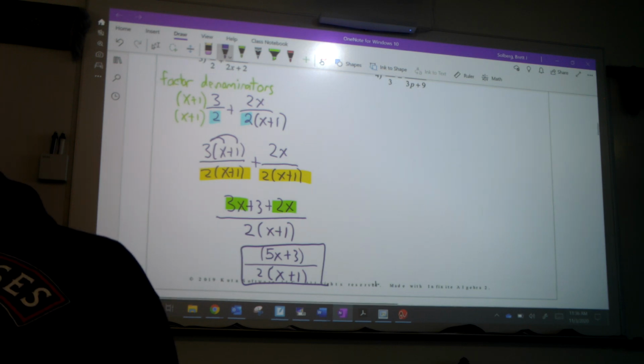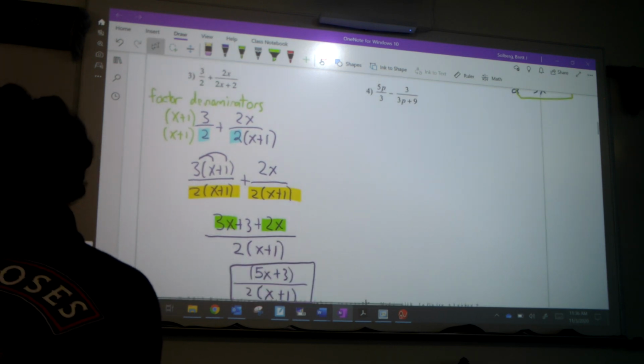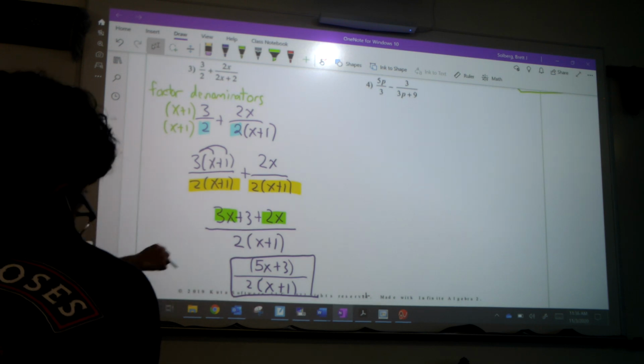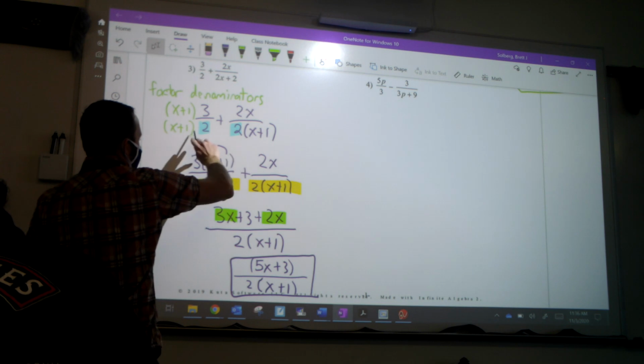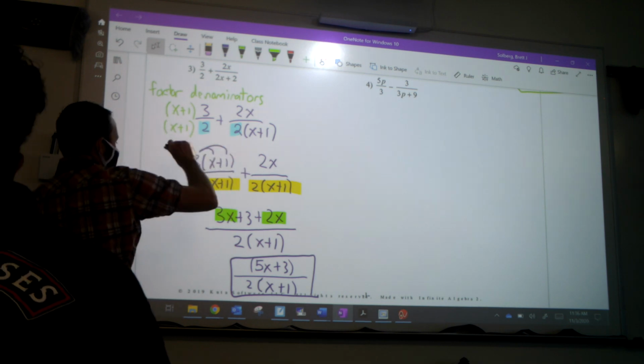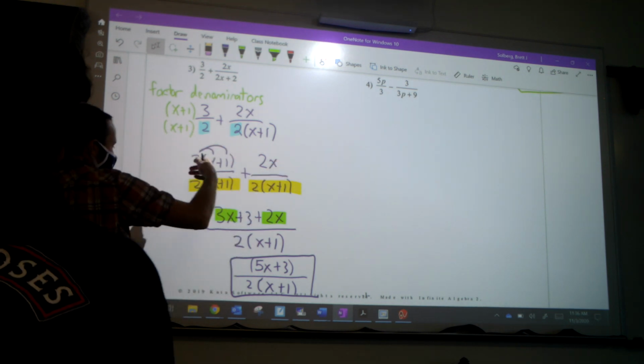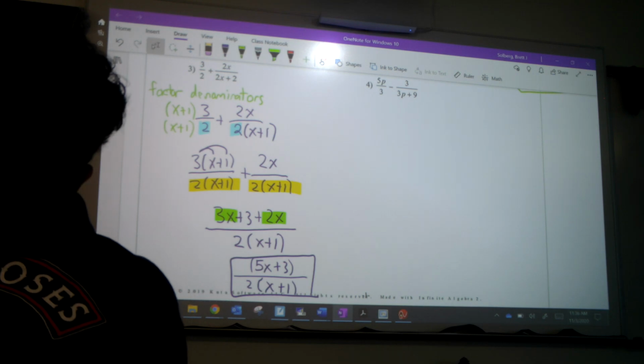Alright. Do you have any questions in that process? Let's kind of look at it again. So I factored the denominators in order to make sure I could see what they had in common and what I still needed to give. Once I got a common denominator, we added the numerators, combined like terms, and we're done.